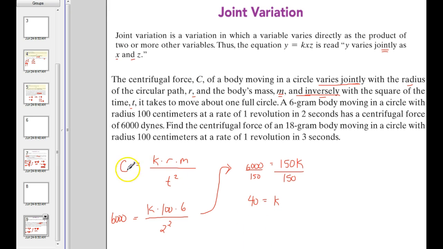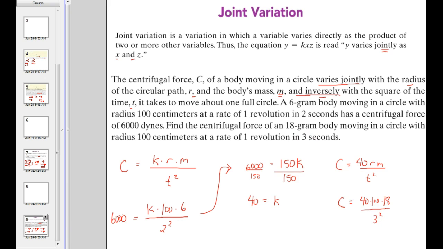Alright, and then I go back to the original equation, C equals 40rm over t squared. And that's my equation that I use to do the second part. So find C if we have 18 grams, so 18 is my mass. Moving in a circle with a radius of 100 centimeters again, so 100. If it takes 3 seconds, so we slowed it down a little bit, so 3 squared.